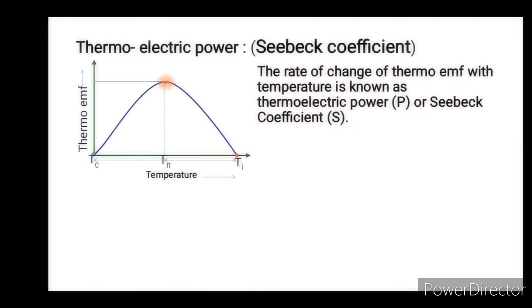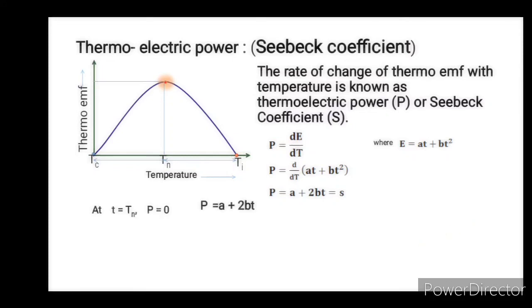Thermoelectric power or Seebeck coefficient. The rate of change of thermo EMF with the temperature is known as thermoelectric power or Seebeck coefficient. P = dE/dT, where E = AT + BT². If we differentiate this equation, then P = A + 2BT, which is equal to S.